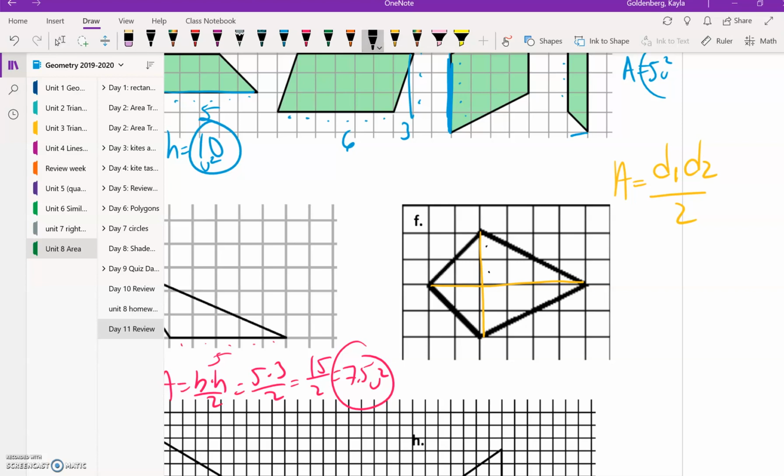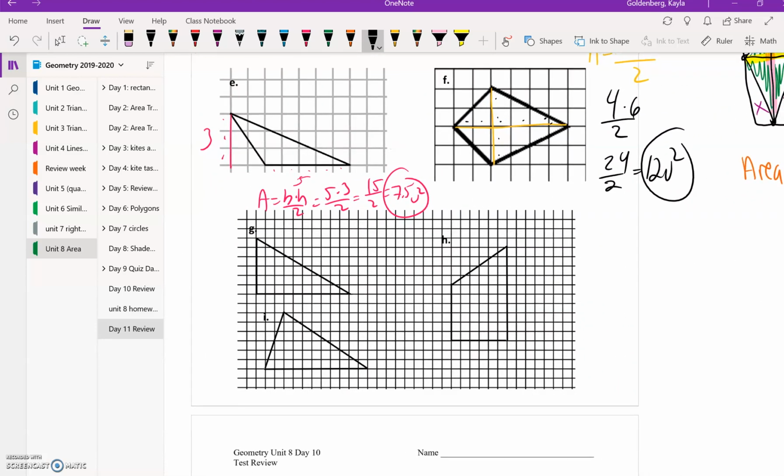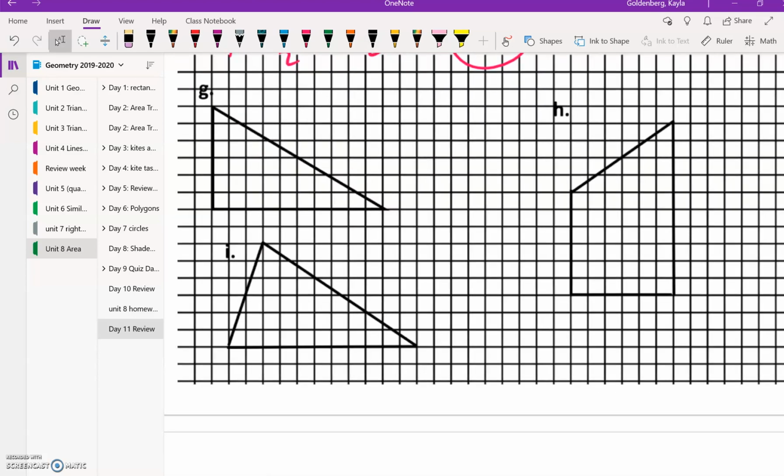My diagonals are 1, 2, 3, 4 it looks like, by 1, 2, 5, 6. So we've got 24 over 2, which is 12 units squared. Okay, I'm going to pause the video, do the work for these 3, and check your answer key, because these should be pretty straightforward at this point.